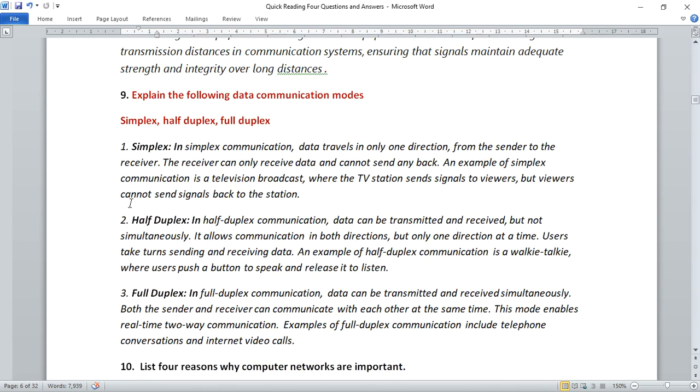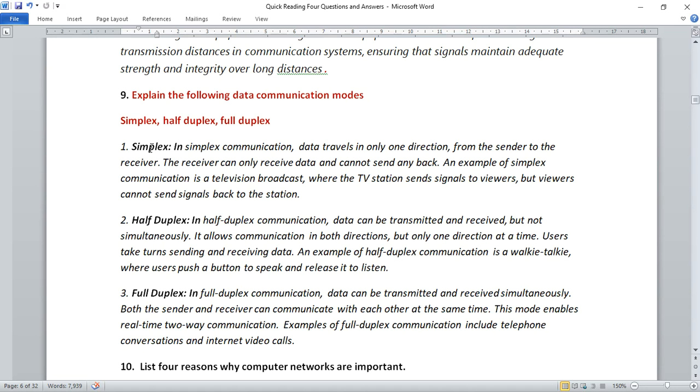Then we have question number 9. Explain the following data communication modes. Remember, we have the following 3 modes. We have simplex, we have half duplex, and we have full duplex. So simplex is the first, just like the word goes, from the word simple. In simplex communication, data travels in only one direction.